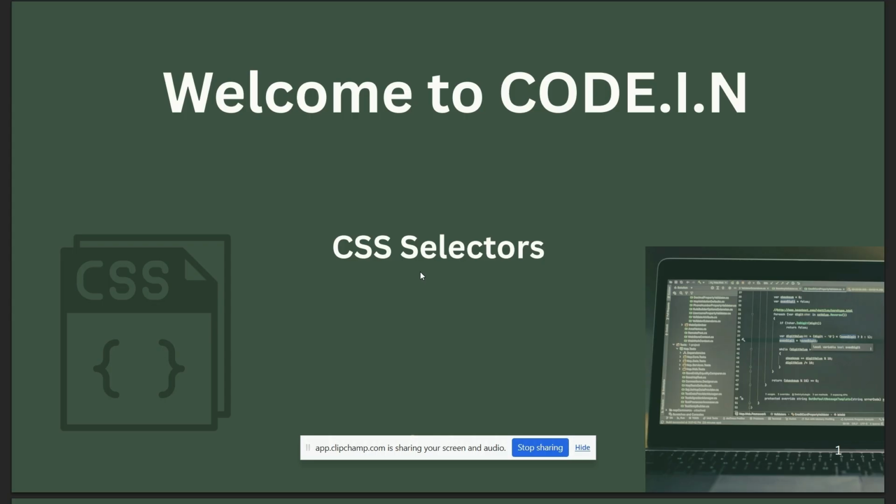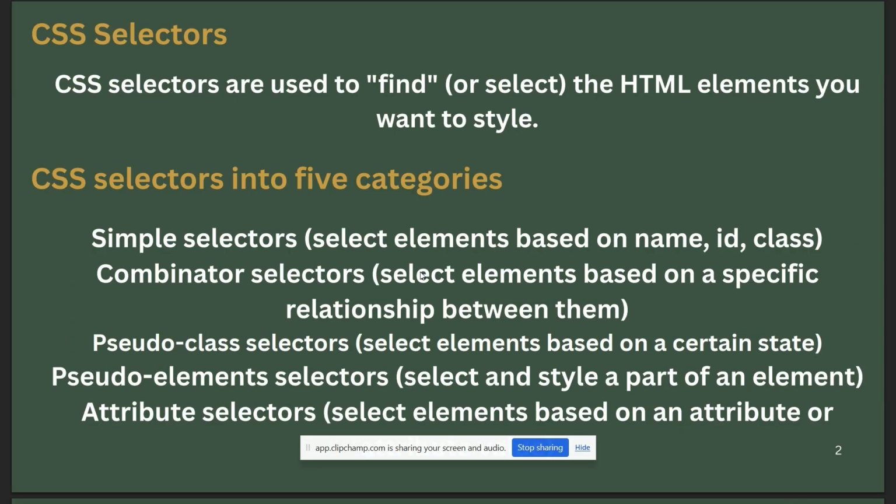Okay, in the previous class we have seen what CSS is and how we can style HTML elements. Then there are types of CSS: inline, internal and external, and their priorities. Today we are going to see CSS selectors. A CSS selector is used to select the HTML element which we want to style.